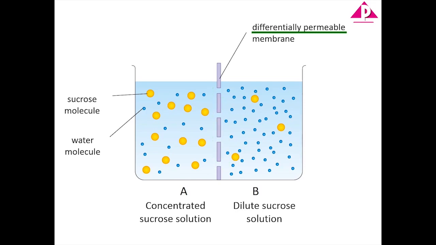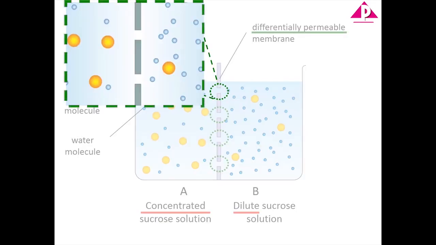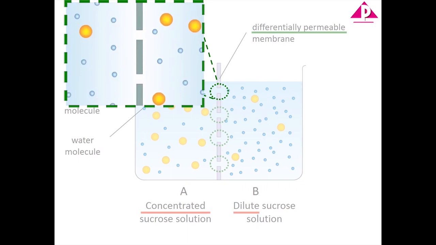A differentially permeable membrane has numerous tiny pores, and these tiny pores allow small particles, for example water molecules, to pass through, but not large particles, for example sucrose molecules. Bear in mind that water molecules can move across the membrane in both directions, from side A to side B, and from side B to side A.